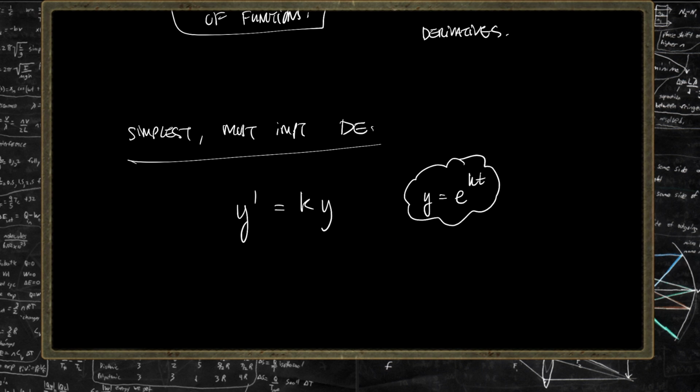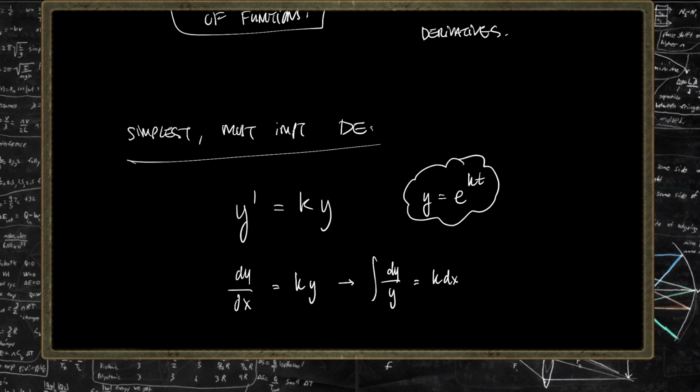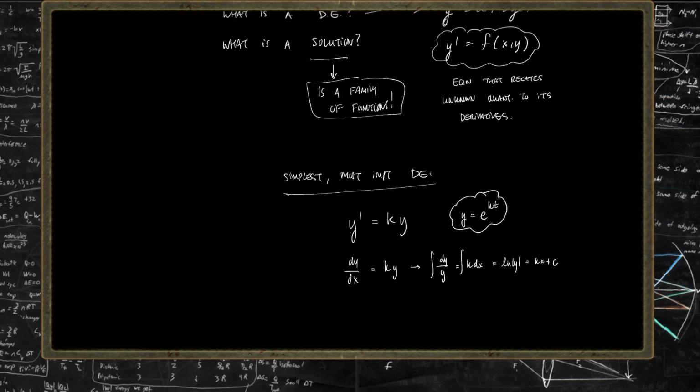And the reason is because if we take a look at this maybe in a different way, dy/dx equals ky. And then we rewrite this by what we call separating variables. So I multiply both sides by dx and I divide by y. I get dy over y equals k dx. And then what we can do is integrate both sides. And we'll get the natural log of the absolute value of y equals kx plus C. And I have run out of room, so I'll bring this over here.